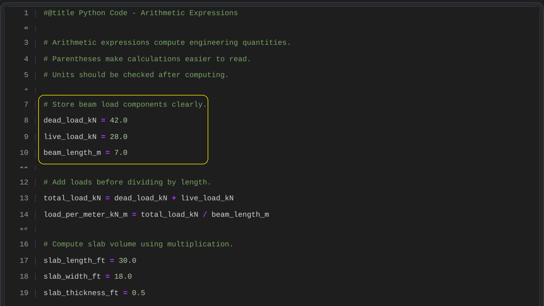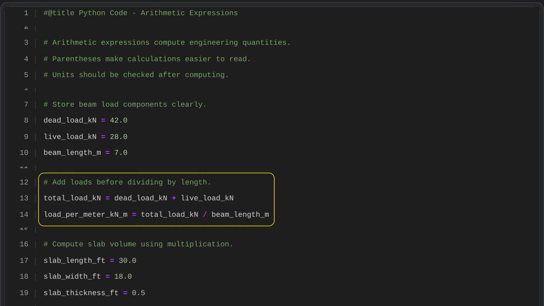The beam is defined with a dead load of 42 kilonewtons, a live load of 28 kilonewtons, and a length of 7 meters. These values represent the constant load, variable load, and span needed to determine how the load is distributed along the beam. To find the distributed load on a beam, first add the dead load and live load to get the total load in kilonewtons. Then divide that total by the beam length to find the load per meter. This gives a clear value for the load distribution used in engineering analysis.